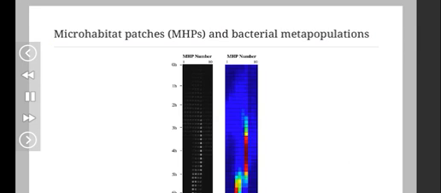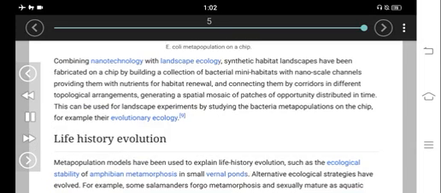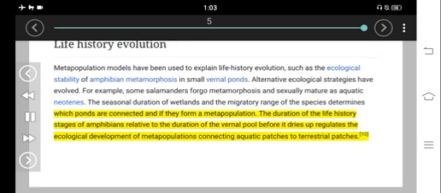9. Life history evolution. Metapopulation models have been used to explain life history evolution, such as the ecological stability of amphibian metamorphosis in small vernal ponds. Alternative ecological strategies have evolved. For example, some salamanders forego metamorphosis and sexually mature as aquatic neotenes. The seasonal duration of wetlands and the migratory range of the species determines which ponds are connected and if they form a metapopulation. The duration of the life history stages of amphibians relative to the duration of the vernal pool before it dries up regulates the ecological development of metapopulations connecting aquatic patches to terrestrial patches.